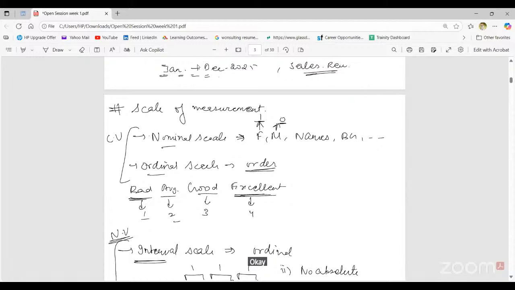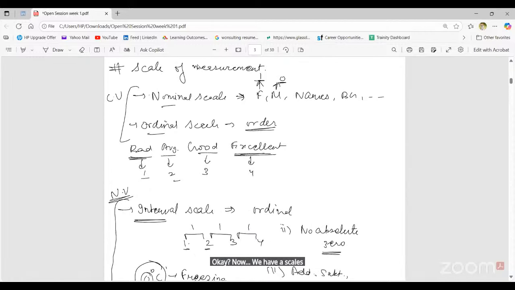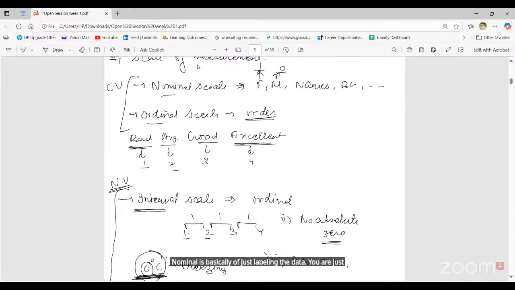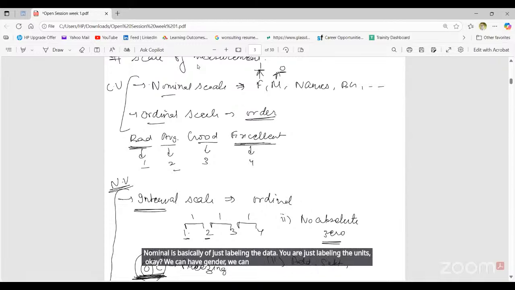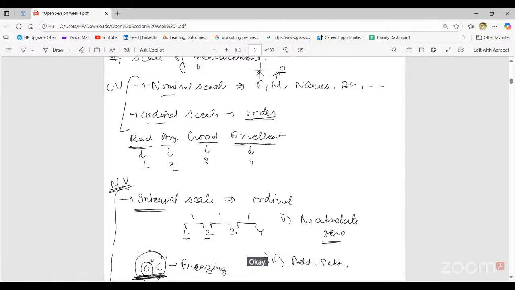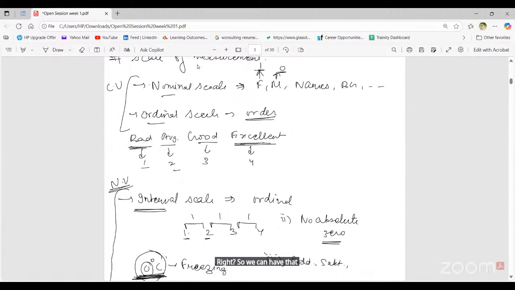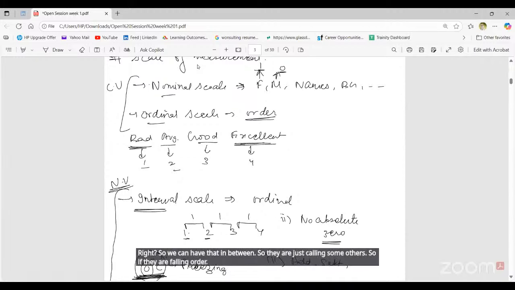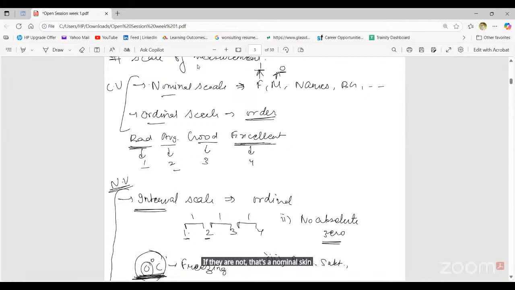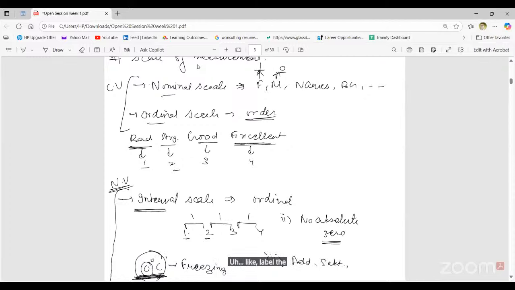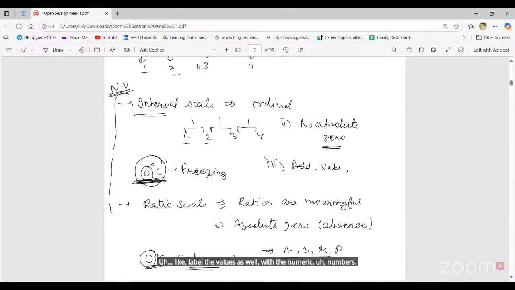Now, we have scales of measurement. We have four scales of measurement: nominal, ordinal, interval, and ratio. Nominal is basically just labeling the units. We can have gender, names, blood groups and so on. Ordinal is the same as nominal, but they follow some order. For example, bad, average, good, excellent. If they follow an order, that's the ordinal scale. If they don't, that's a nominal scale. In both nominal and ordinal, we can also label the values with numbers. Now we have interval and ratio scales.